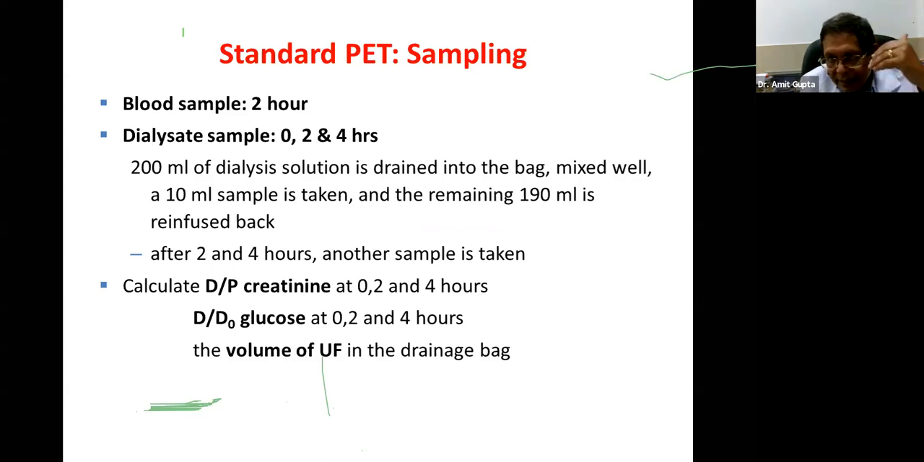You repeat the same procedure at 2 hours and 4 hours. At 4 hours, you drain out the entire fluid and measure the amount of fluid and its weight. And you take a blood sample, as you rightly mentioned, at 2 hours, and you check for glucose and creatinine in all three: the blood sample and the three dialysate samples at 0 hours, 2 hours, and 4 hours.